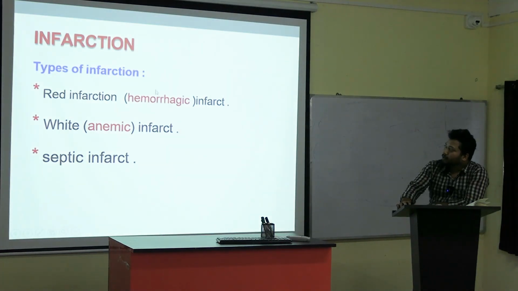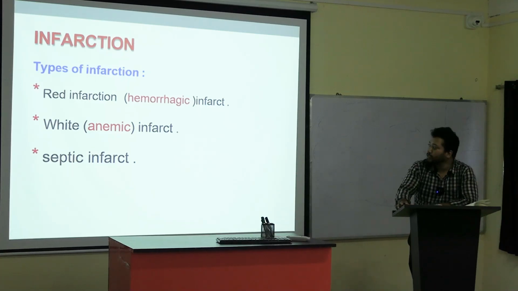What are the types of infarction? Red infarction, also known as hemorrhagic infarction, white infarction, anemic infarction, and septic infarct. Hemorrhagic means rupture, any kind of trauma, in which case blood gets spewed into the local organs. And what does blood contain? RBCs. RBCs contain hemoglobin. Hemoglobin gives the red color appearance. That is why it is known as red infarct.